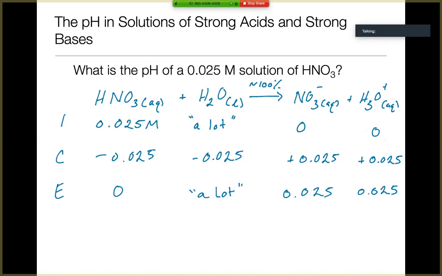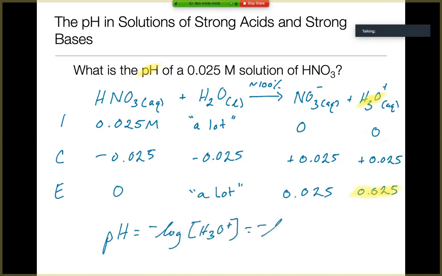So effectively, all of our nitric acid is now in the products. We just need to recognize what we're solving for. pH, well, it's going to be based on the hydronium concentration. Because if we remember, pH equals the negative log concentration of hydronium.